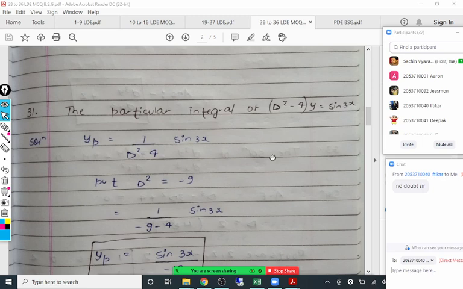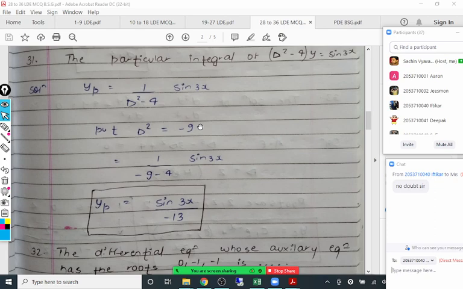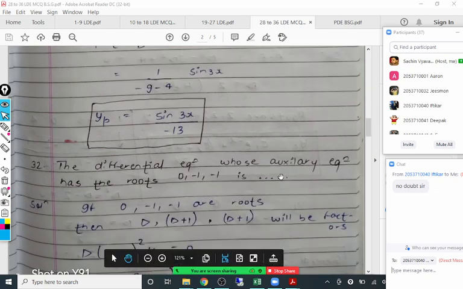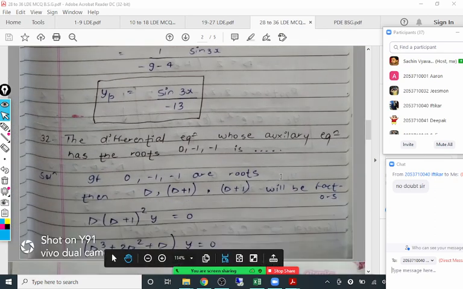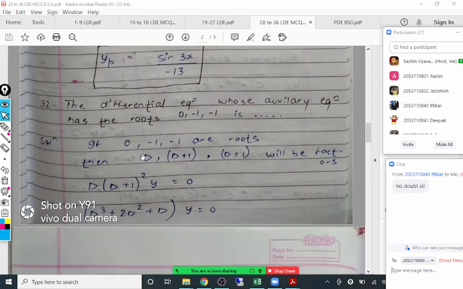31. We want the particular integral for sine 3x. It's one of the simple questions. Just replace D square by minus 9 and the correct answer is there. 32. The differential equation whose auxiliary equation has the roots 0, minus 1, 1. Now again, probably he made the same mistake. Let me see. If 0, minus 1 are the roots, then the factors are D plus 1, D plus 1.